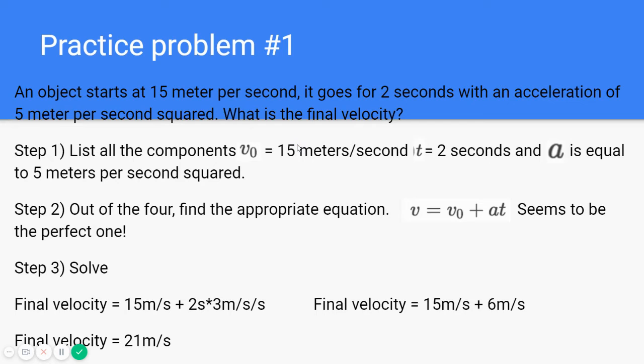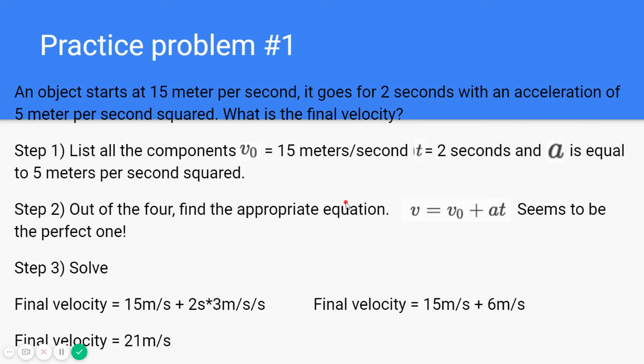You can't do all of this inside your head. So step 1, list all the components. You want to have everything right in front of you. So initial velocity is equal to 15 meters per second. T is equal to 2 seconds. And A, which is acceleration, is equal to 5 meters per second squared.